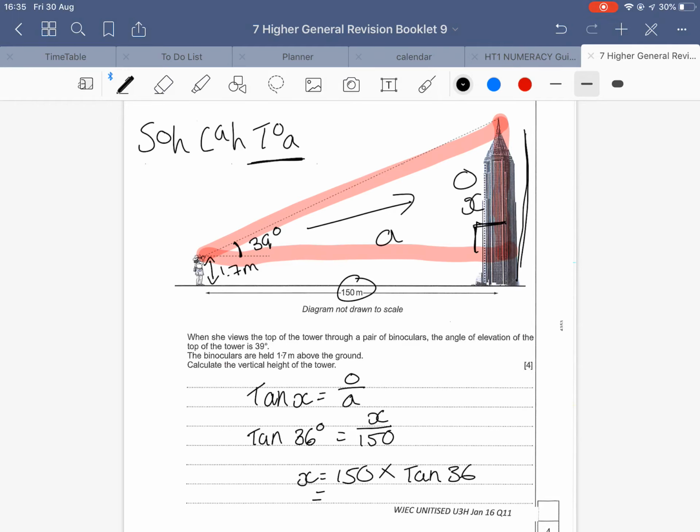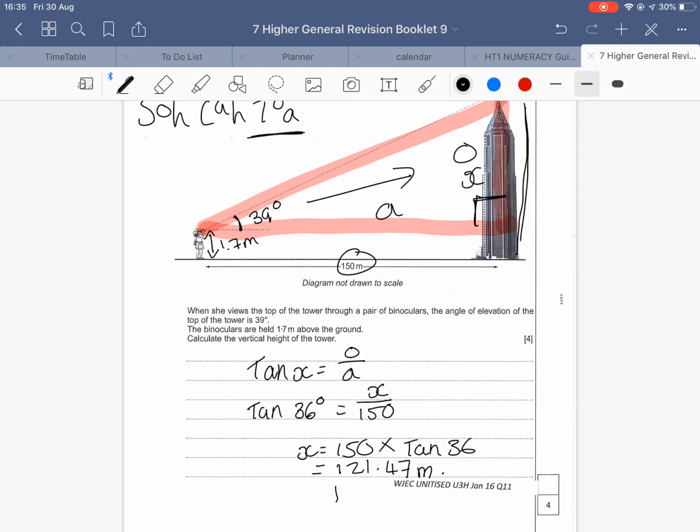So when you do 150 times tan of 39, you get 121.47 meters. Don't forget you've got to add your 1.7, because that's how tall the binoculars are, to find the height of the tower.